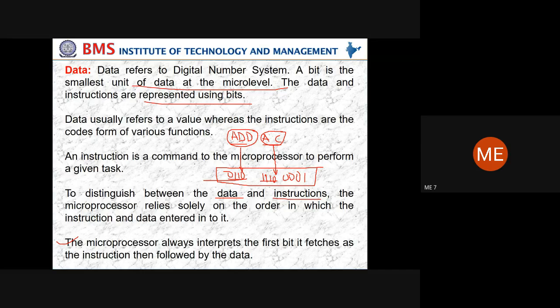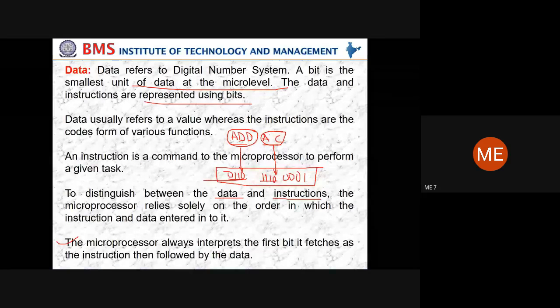Therefore, when we say data, as I said, data refers to a digital number system. A bit is the smallest unit of data at the micro level, because we are going to use the binary number system. The data and instructions are represented using bits. Data usually refers to a value, whereas instructions are the coded form of various commands. So an instruction is a command to the microprocessor to perform a given task.